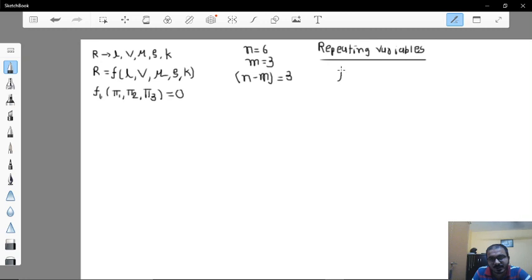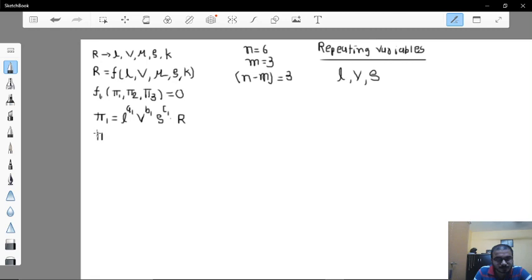One is taken as geometric, so it is L. Then we need to take one as a flow property, so we have taken velocity, and the third is a fluid property, that will be taken as density. So now let's write down the pi terms. Pi 1 is equal to L raised to A1, V raised to B1, rho raised to C1 into the first will be the dependent one, that is R, which will be non-repeating.